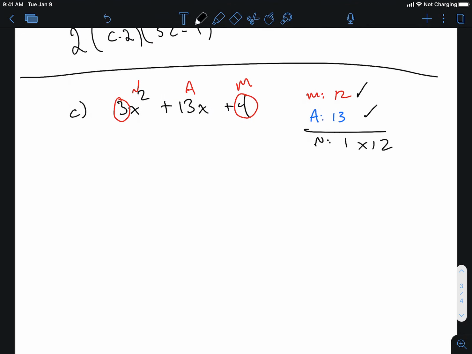So remember, the terms on the end carry down, they don't change. Terms, that's important. And then we fill in the middle by breaking up or decomposing the middle term. How do we break 13x down? We use 1x and 12x. Okay? And then you can group.